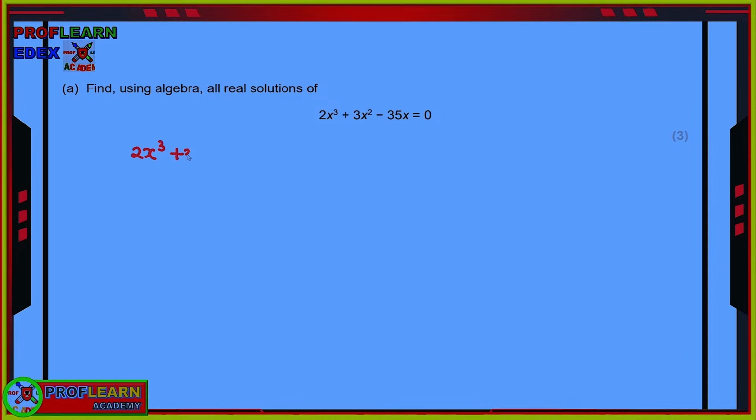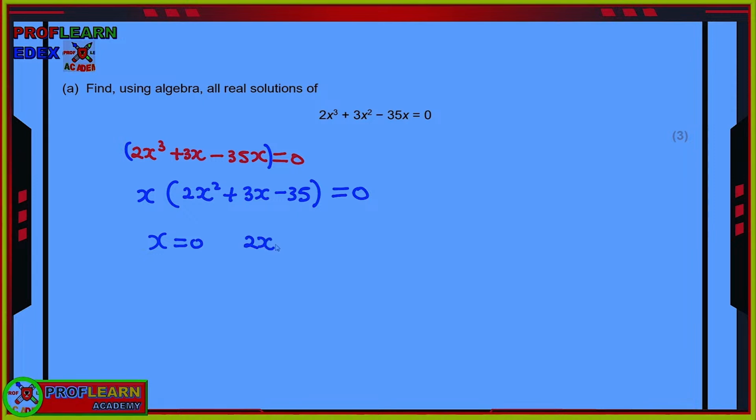Now, using algebra, find the real solutions of this. How do you solve a cubic function? So this is what we are going to work out. Remember, to solve a cubic function, you can factor out x, then you remain with a quadratic equation which you can easily solve by factorization or using the quadratic formula. So our x is either going to be equal to 0, or this quadratic equation that we have here is going to be equal to 0.